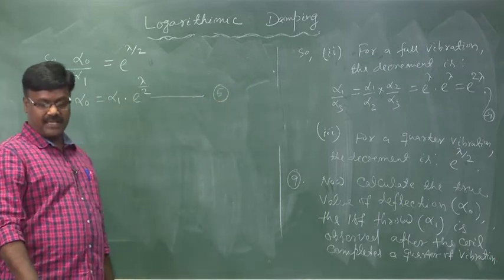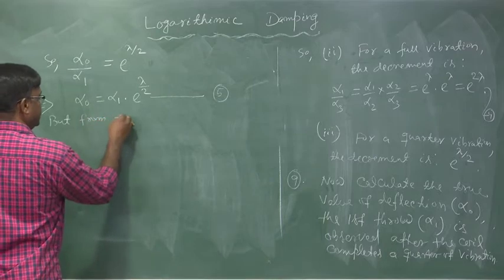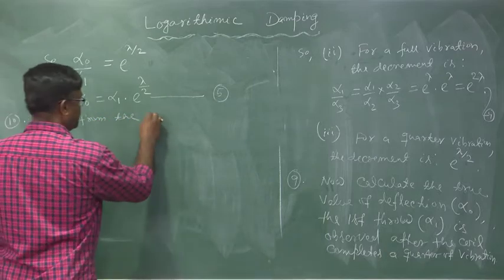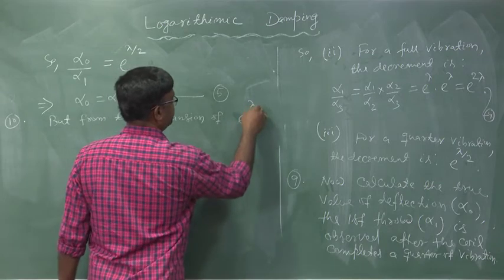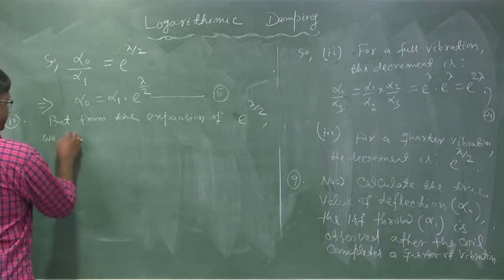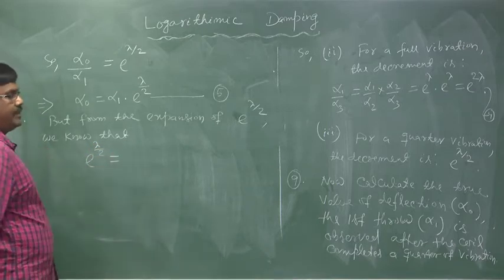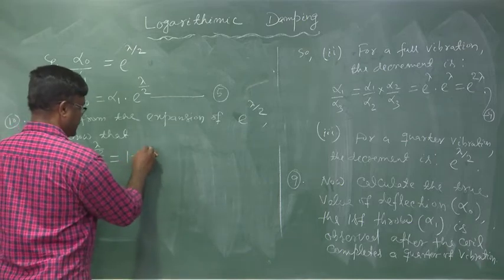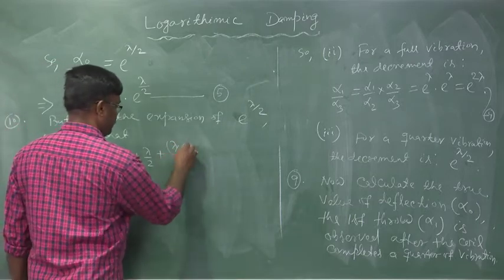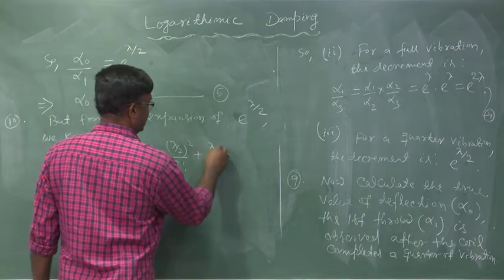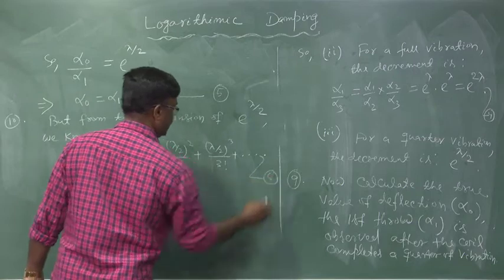But from the expansion of e to the power lambda by 2, we know that e to the power lambda by 2 equal to 1 plus lambda by 2 plus (lambda by 2) square divided by 2 factorial plus (lambda by 2) whole cube divided by 3 factorial plus dot dot dot. Equation number 6.